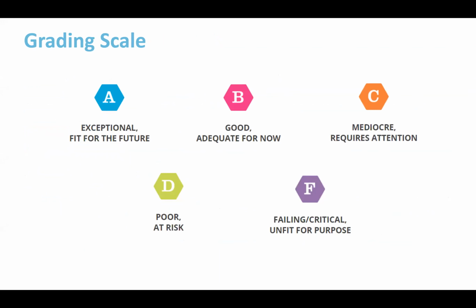So the grading scale: if you get an A, you're exceptional, you're fit for the future, fantastic. If you get a B, you're good, adequate for now. A C, mediocre, requiring attention. D is poor, at risk. And if you get an F, you're failing, critical, unfit for purpose. So hopefully we don't want to have any Fs. We really don't want to have any Ds. We want to be making our way towards the As.